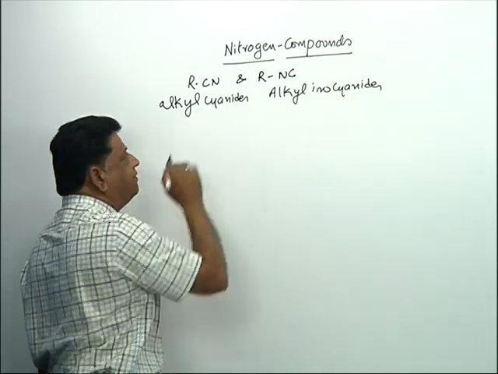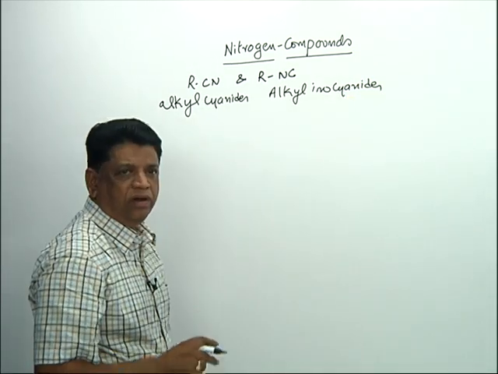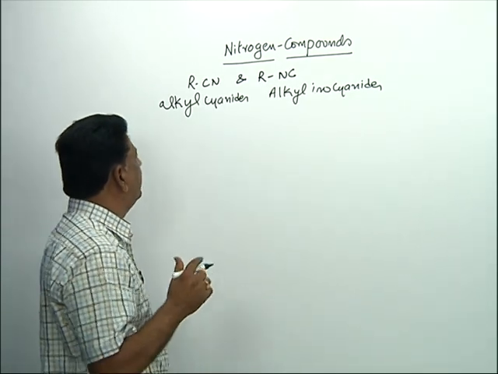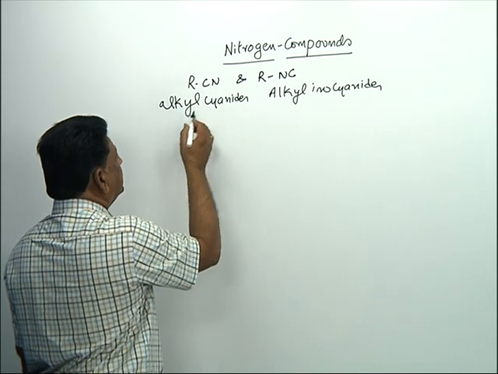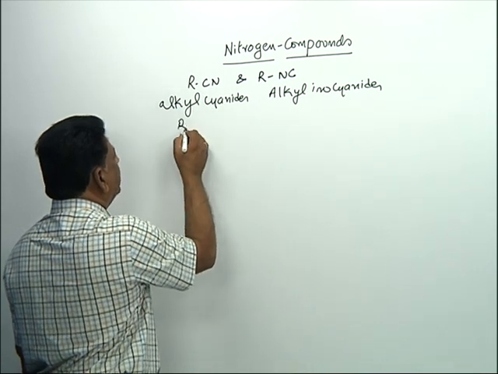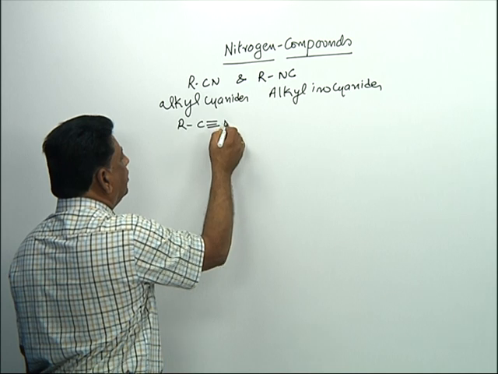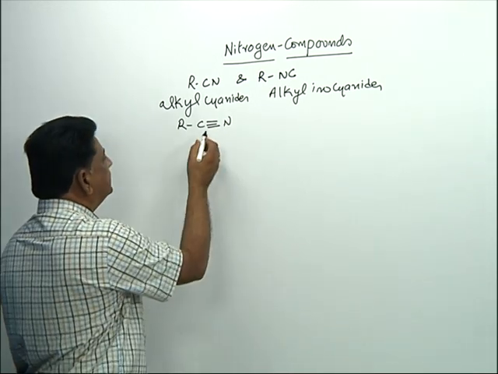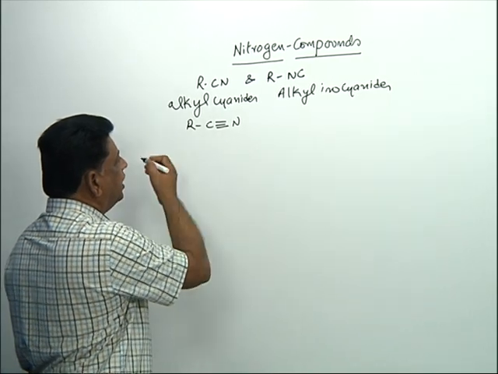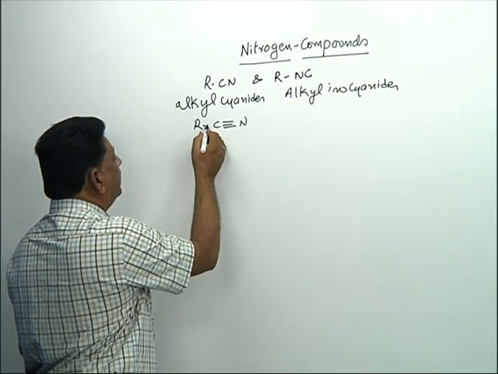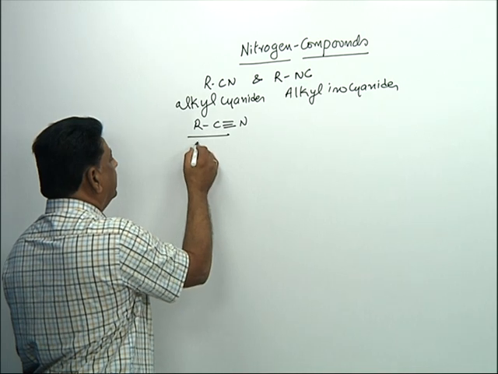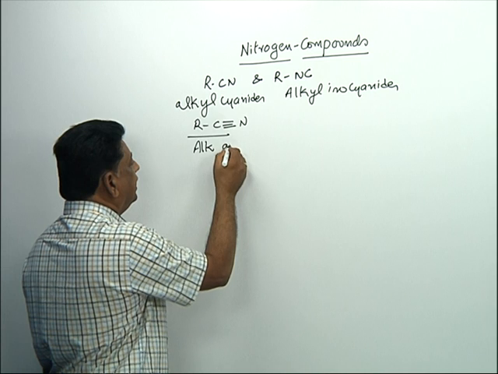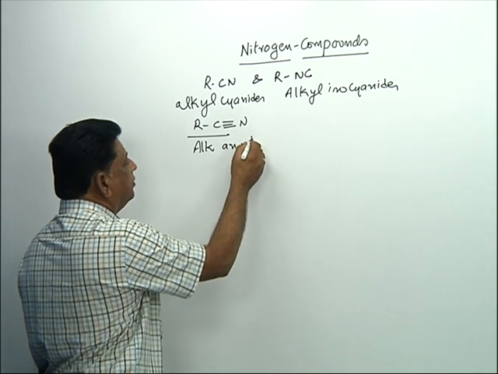Cyanides means CN, cyanide. The reverse is called the isocyanide, alkyl isocyanides. Alkyl cyanides are actually R-C triple bond N. These are also called cyanoalkanes. Cyanoalkanes count up to this carbon. The systematic nomenclature is alkane nitrile.